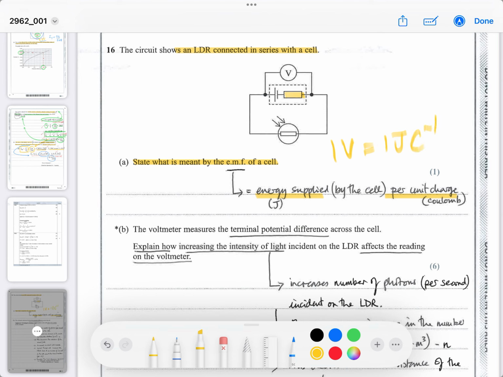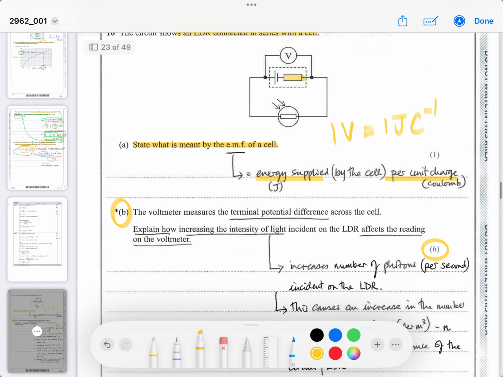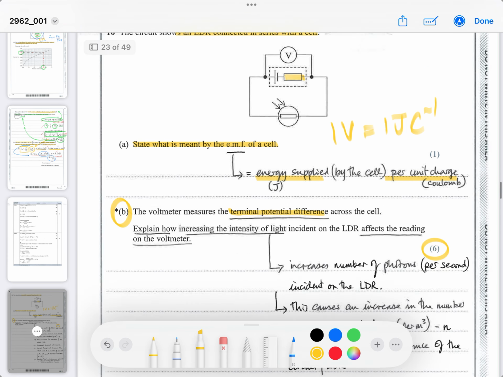And then the second part of the question has an asterisk. What does that mean? It's a qualitative 6 marker. So don't be scared by these. You just have to read the question really carefully. The voltmeter measures the terminal potential difference across the cell, which is the voltage available to the external part of the circuit, which is the LDR. And it says, explain how increasing the intensity of light incident on the LDR affects the reading on the voltmeter, okay?